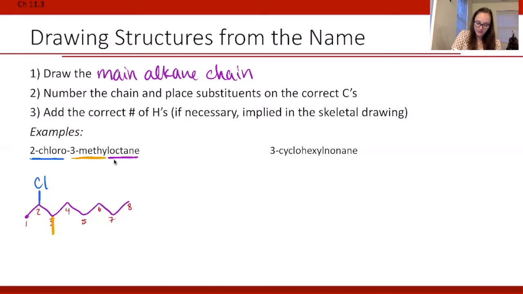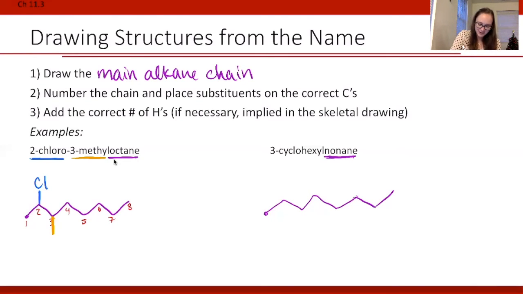So now we have 3-cyclohexyl-nonane. This one's a little tricky because it's not a substituent I gave you. First off, we're going to draw nonane. That is 9 carbons. 2, 3, 4, 5, 6, 7, 8. Don't you love how straight my lines are on this iPad?